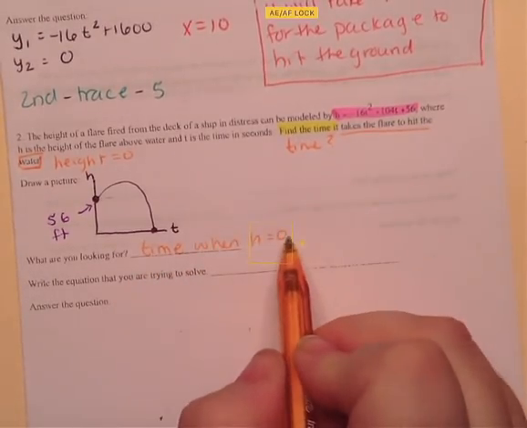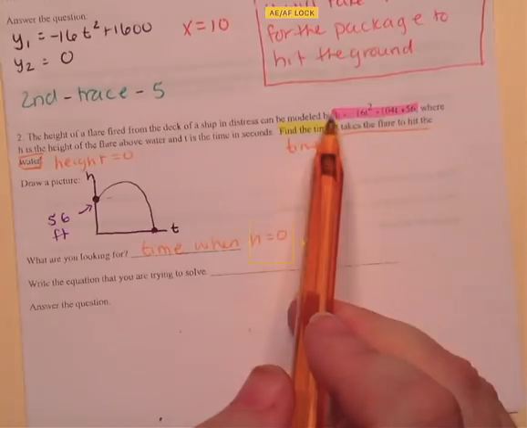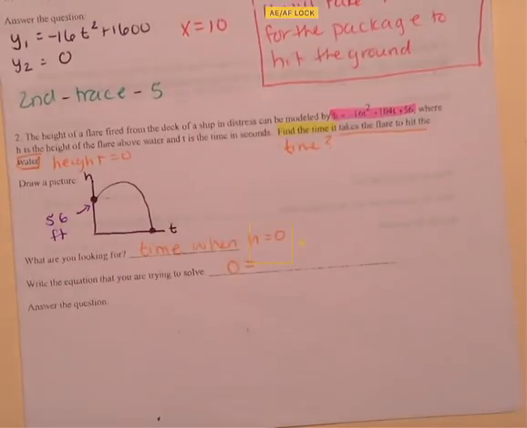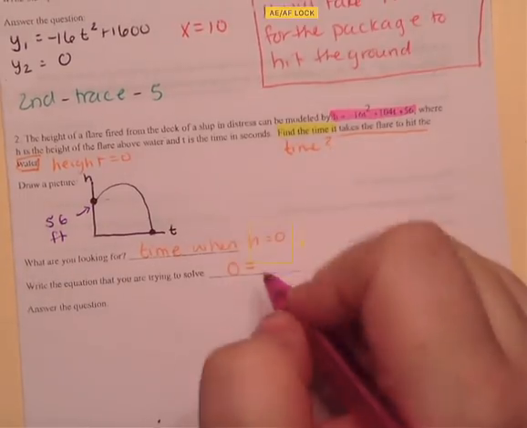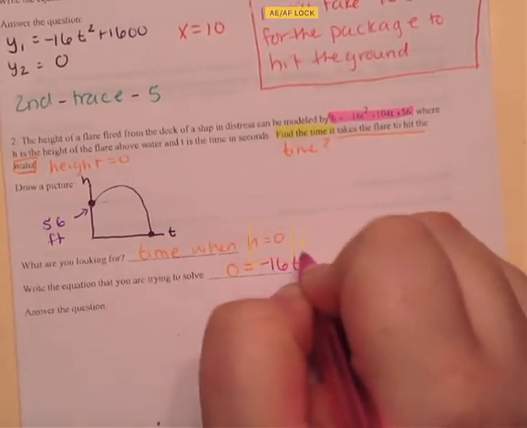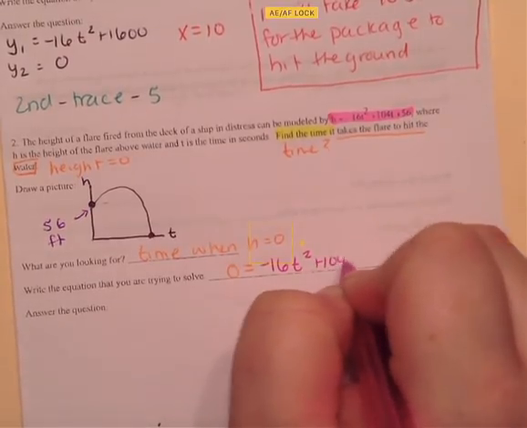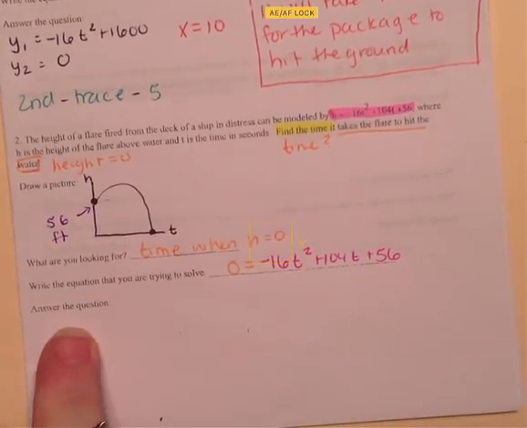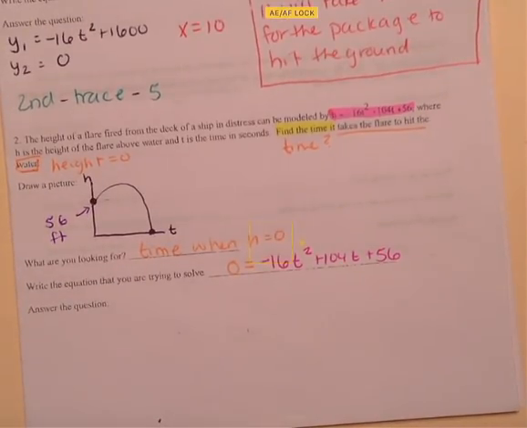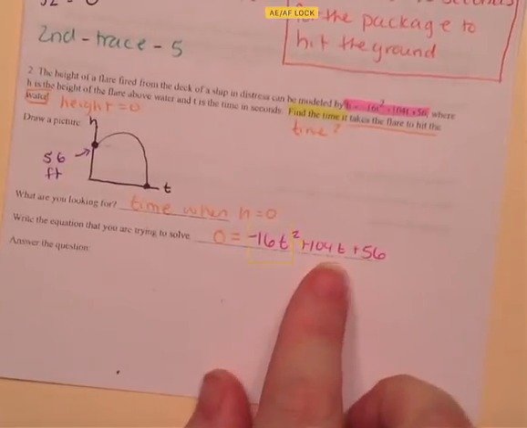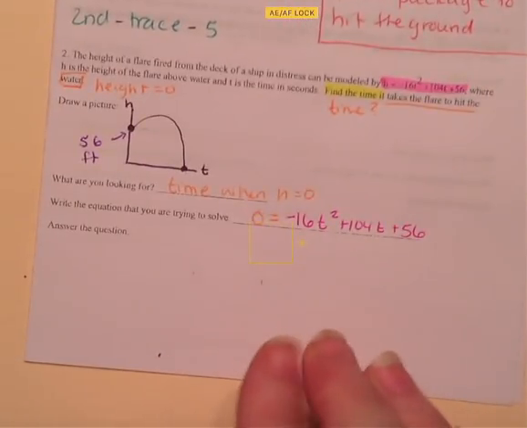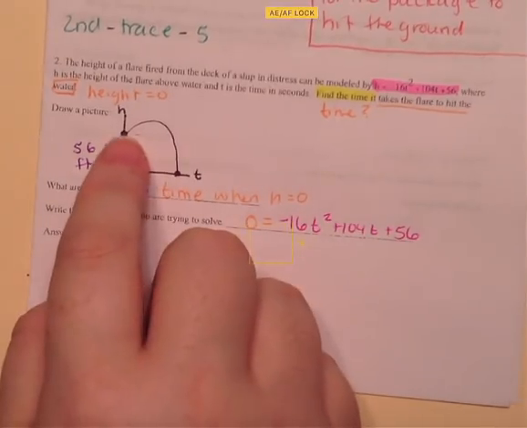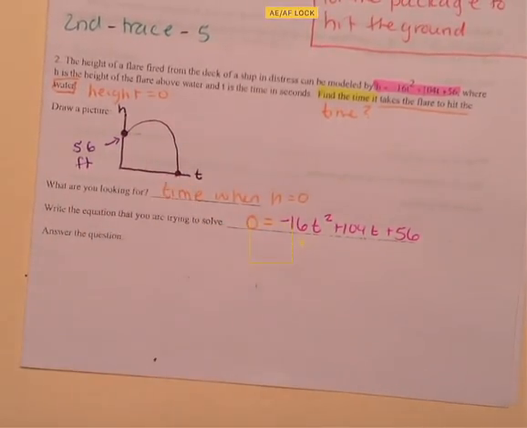Since we know the h is 0, we can plug it back into our equation and put that 0 right there. So 0 equals, and then we just write that equation out again. Negative 16t squared plus 104t plus 56. We want to answer the question, so we want to do this. We can do, again, using the quadratic formula or completing the square or try and factor it, but I want to try and use it in my calculator since it should cross the x-axis.